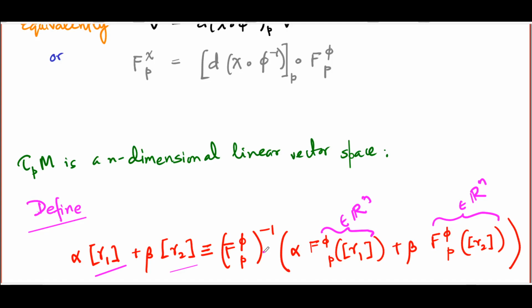While that's all very fine, note that this to and fro movement from tau pm to Rn and back uses this particular map and its inverse. And the map itself is tied down completely to a chart. So if we were to use a different chart, would you get a different result? If that happened, then of course you may not have a unique way of defining linear combination of equivalence classes of curves.